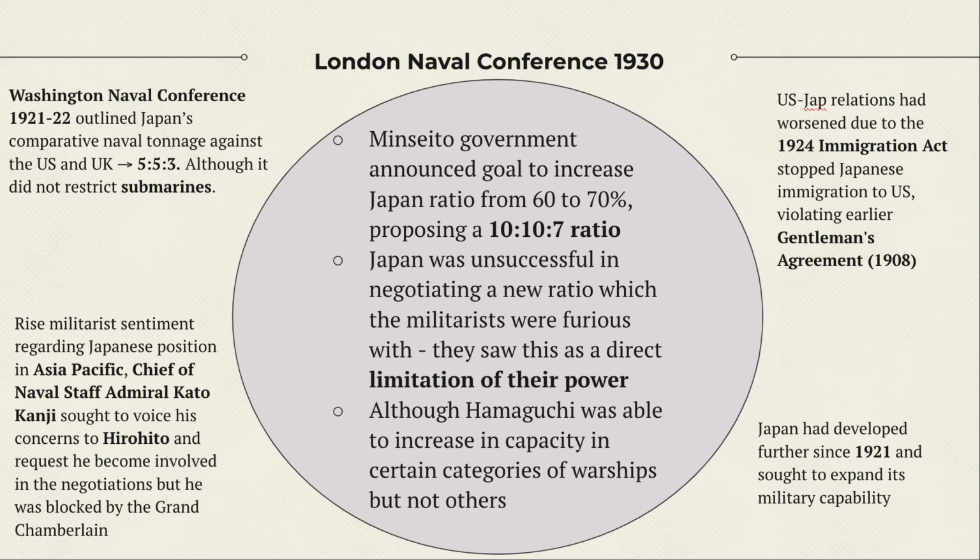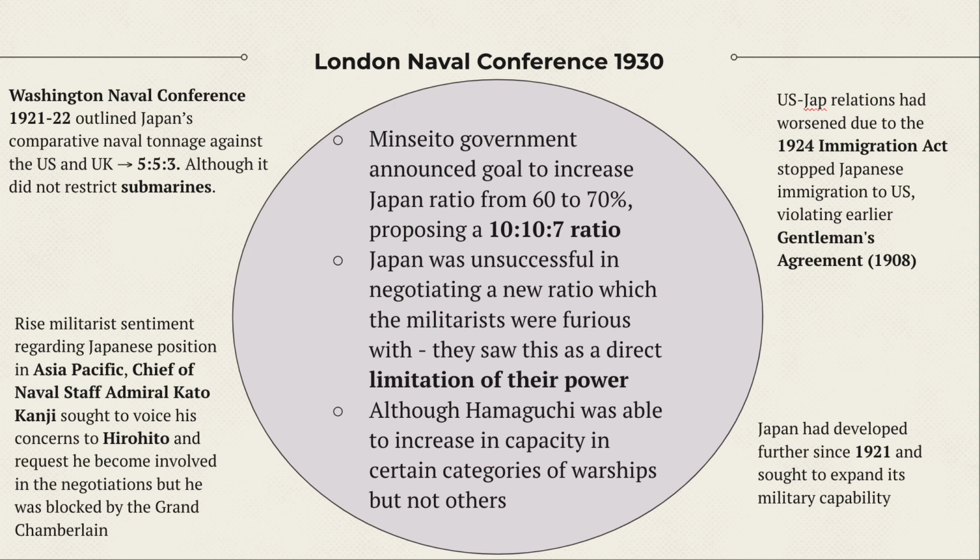Prime Minister Hamaguchi was able to increase its capacity in certain categories of warships, but not others. So that's an important thing to note. They did have some leniency towards certain categories, but some were still limited. So Hamaguchi met with Emperor Hirohito to get his approval for the treaty to be signed. These actions sparked intense militarist reaction.